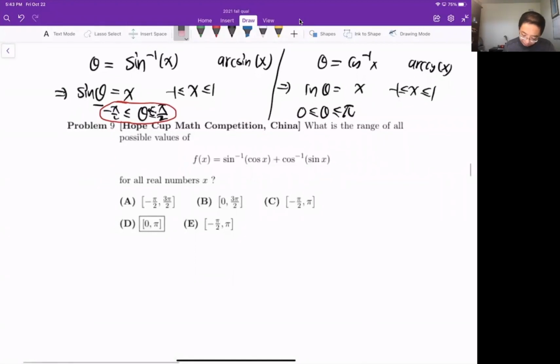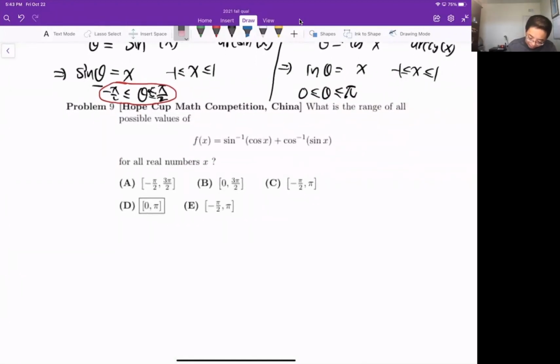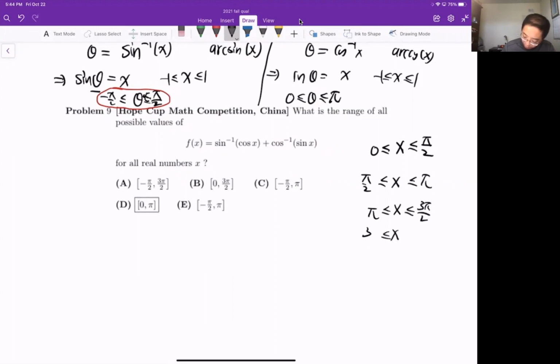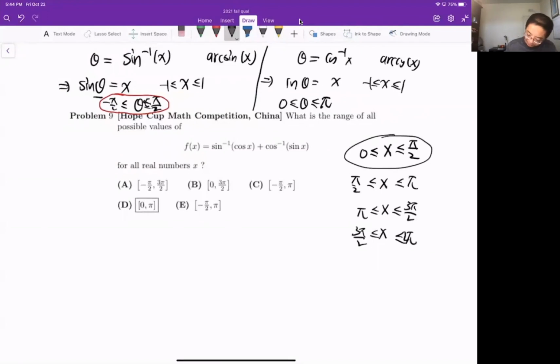Now let's look at the function f(x) equals sine inverse of cosine x plus cosine inverse of cosine x, and we look at several ranges. We look at x between 0 and π/2, then x between π/2 and π, then x from π to 3π/2, and x from 3π/2 to 2π. First, let's look at what happens when x is between 0 and π/2.